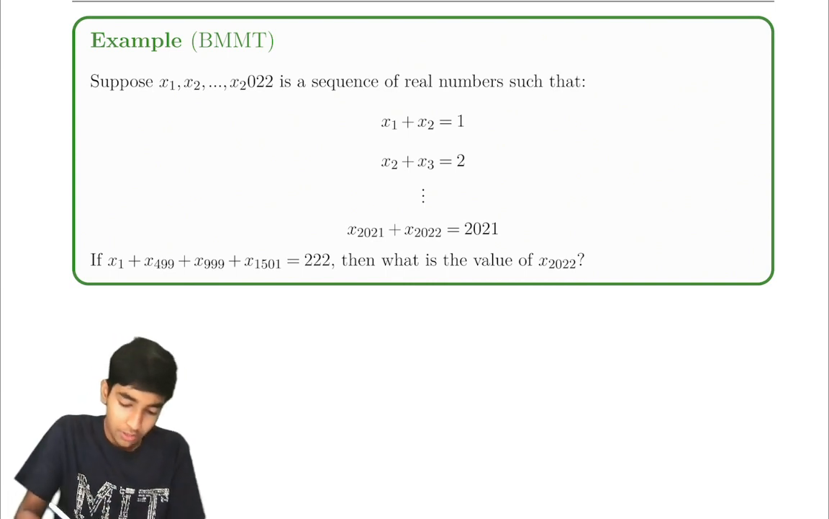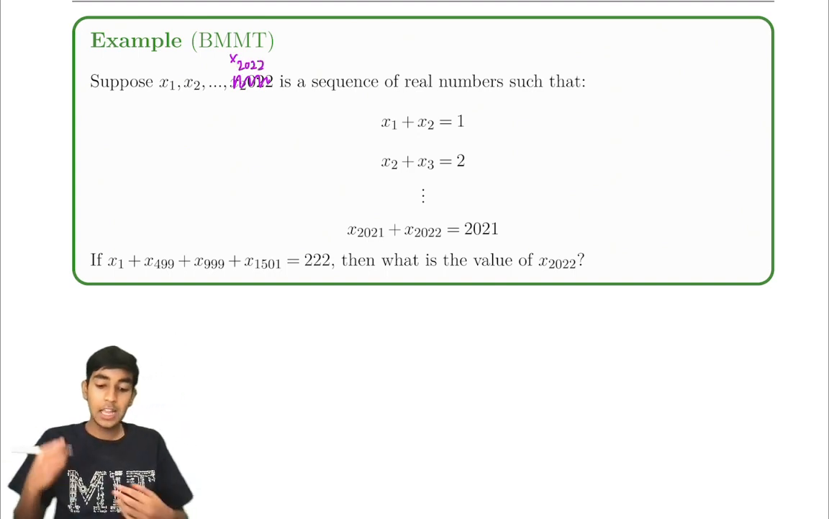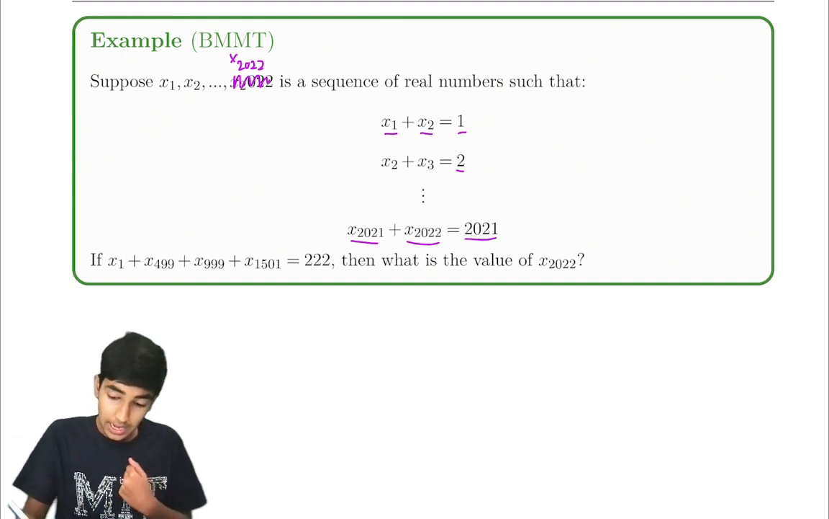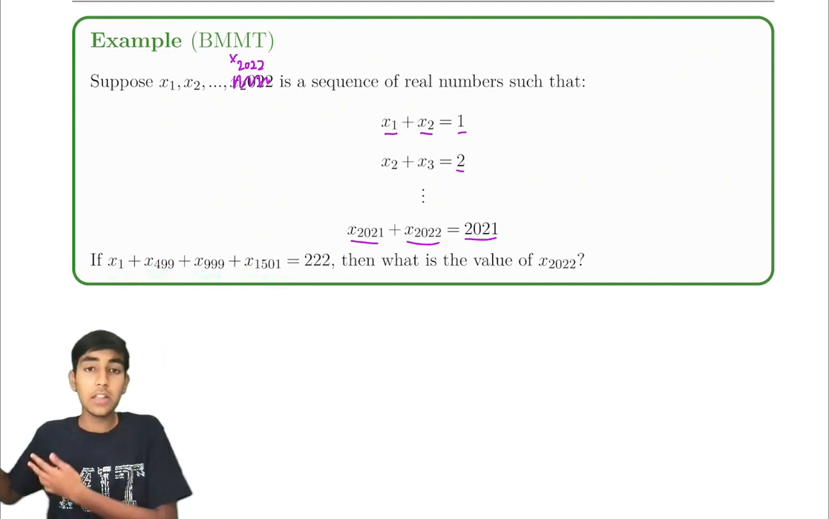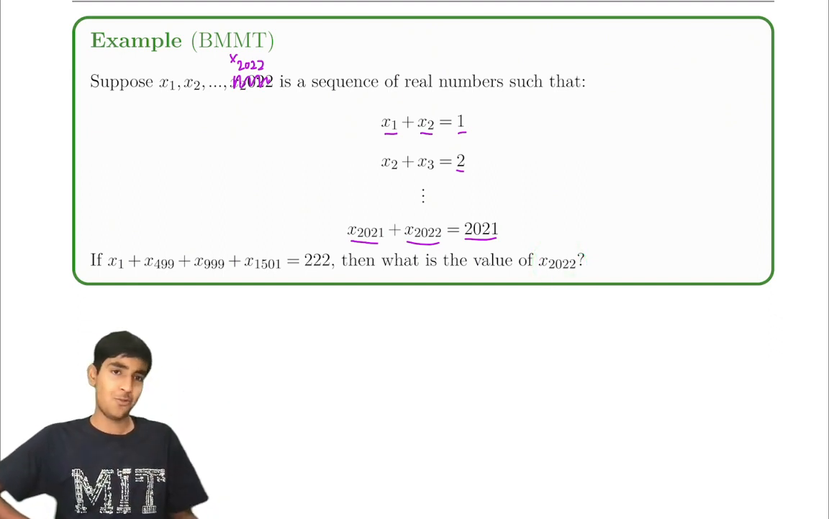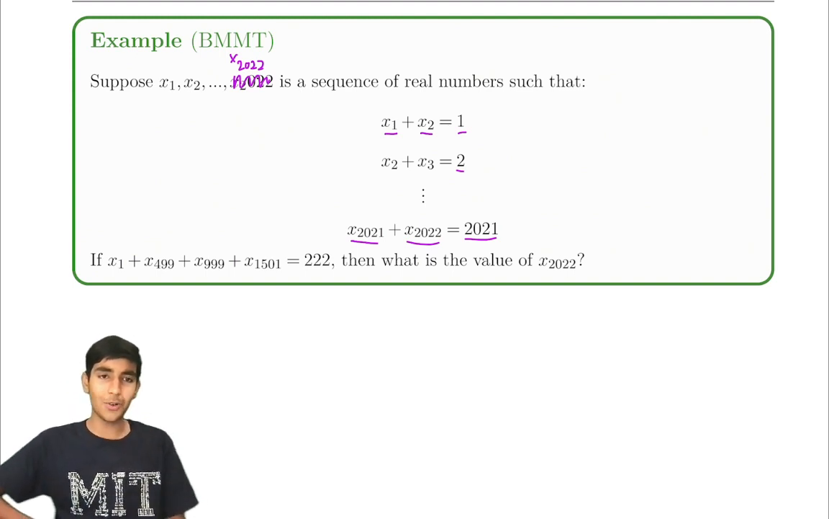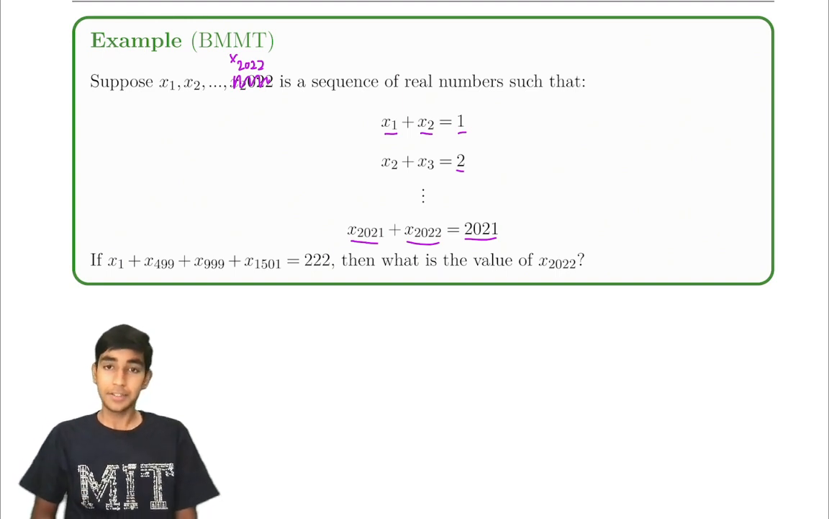Suppose x1, x2, and this should say x of 2022 like that, is a sequence of real numbers such that x1 plus x2 equals 1, x2 plus x3 is 2, x 2021 plus x 2022 is 2021, and x1, x499, x999, x1501 is 222. Find the value of that. Why is this in telescoping? Isn't this an equation problem? Is it in the wrong chapter? You'll see in a few seconds, or maybe minutes.